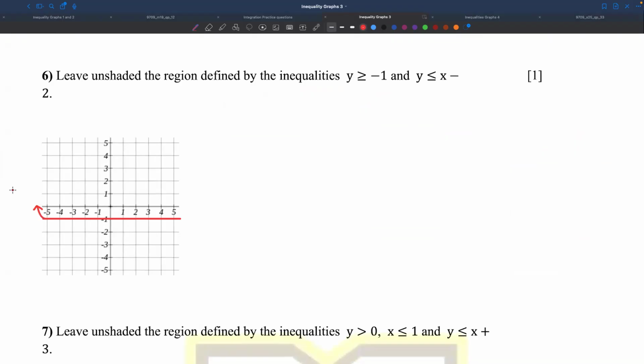So this line is y equals minus 1. The unshaded area is the region above that. And then y equals x minus 2. Just ignore the inequality sign. Let's make x minus 2. Again, how do we plot?